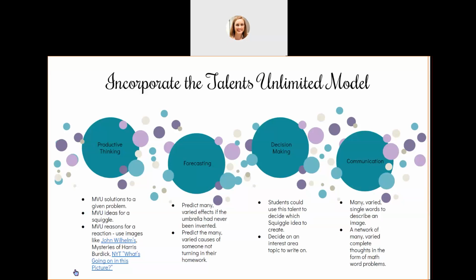If you haven't been trained on talents, then you might want to go through some training on the Talents Unlimited model, or just use the language of the many, varied, unusual, and just be sure that you understand each of the talents before just jumping into a product gathering with one of those.